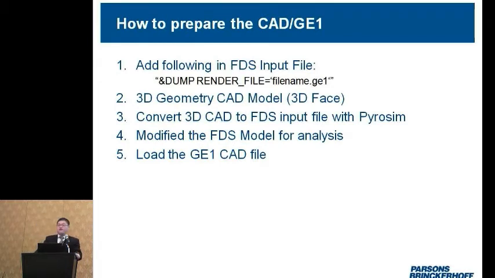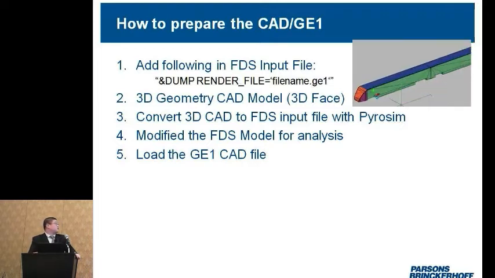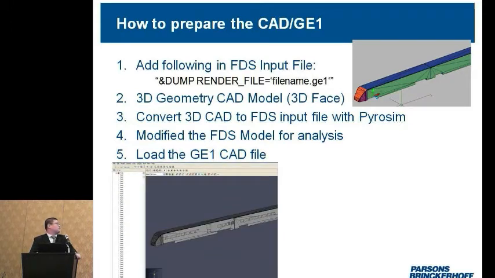Preparing a CAD or GE1 file is not hard at all. First of all, you need to put the following sentence into the FDS input file. And then you need to create a 3D geometry model in 3D faces. You can do that in AutoCAD. In fact, in a lot of today's projects, the architect already has the 3D models. You just need to convert them to 3D faces. And then input this CAD model into PyroSim and add the details in it, such as the mesh, the exhaust, supply, and the fire load.